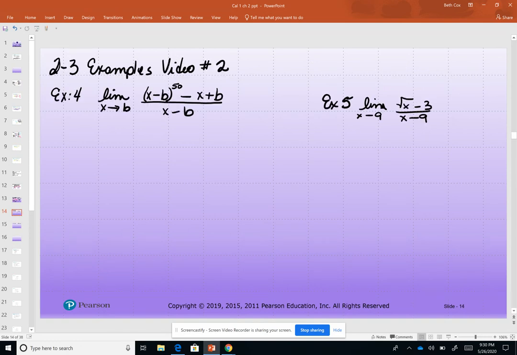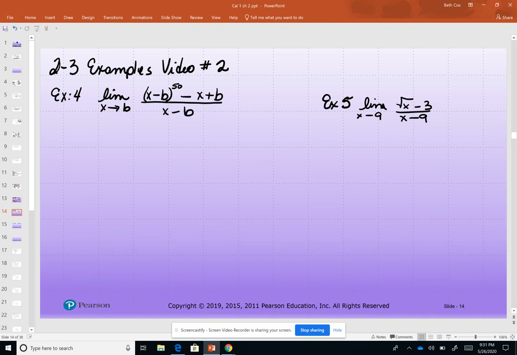Okay, so basically the rule is if you can plug in whatever it is you're plugging in, then plug it in and that's your limit. If you can't plug it in, then you've got to do something first. You've got to see if you can simplify the expression or simplify the function, put it in a different format or something to see if that'll work. And so that's what we're going to do.